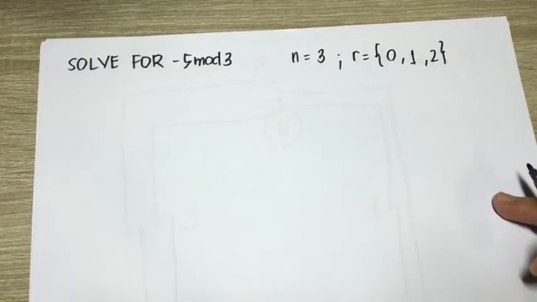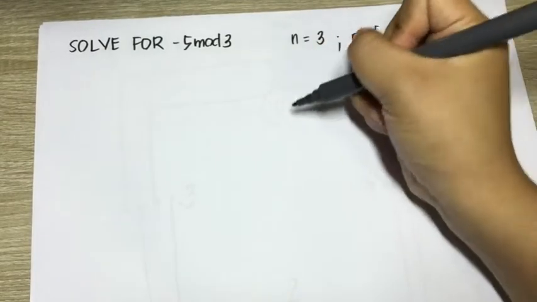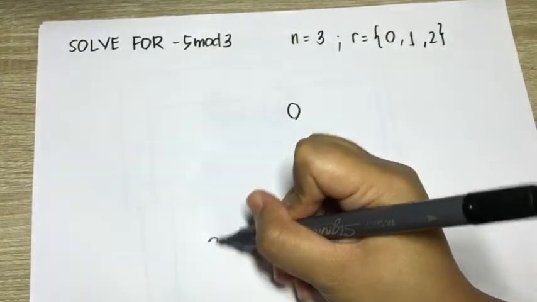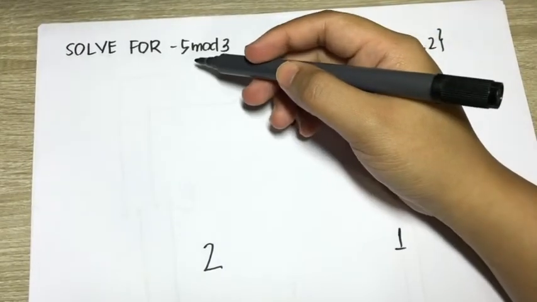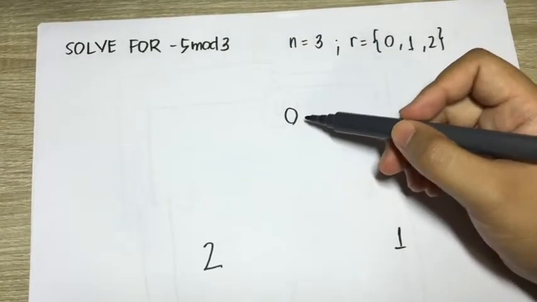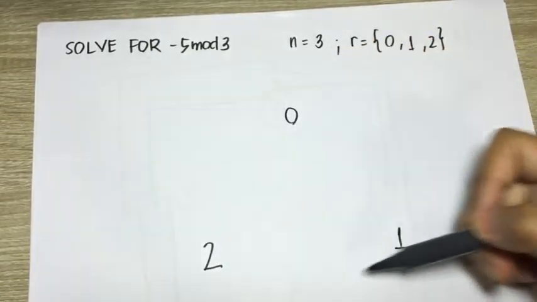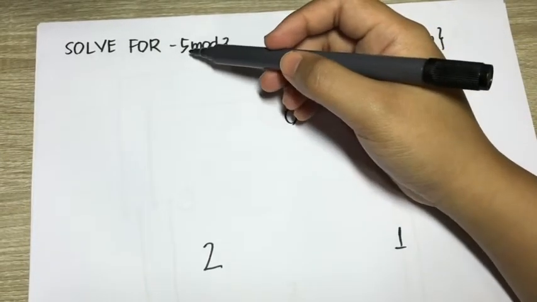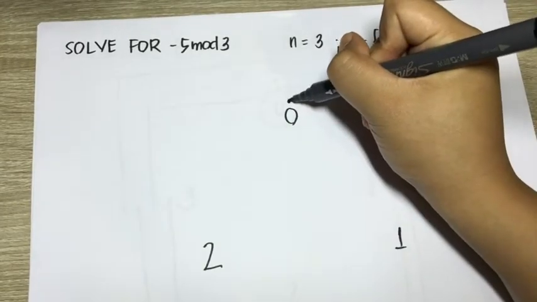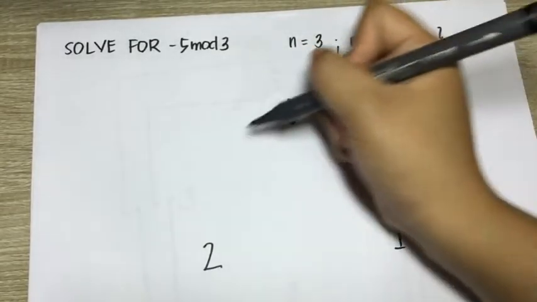So first, we're going to construct a clock with a size of 3 with these given elements. So this will be our clock: 0, 1, and 2. Now, in this case, our dividend is negative 5. So from our origin, which is 0, instead of going clockwise, we are going to step away from 0 counterclockwise, because in this case, our dividend is a negative number. Meaning to say, we're going to start from 0 and move 5 steps away from 0 in a counterclockwise manner.